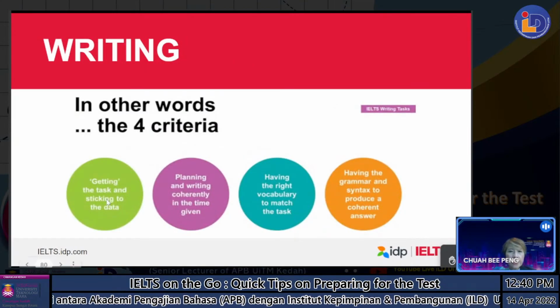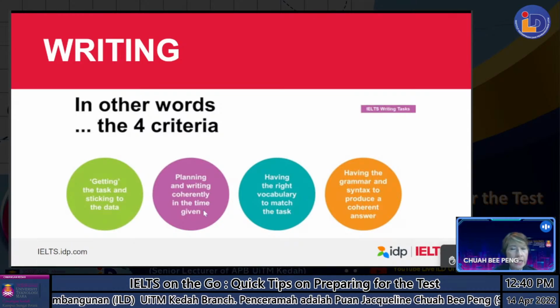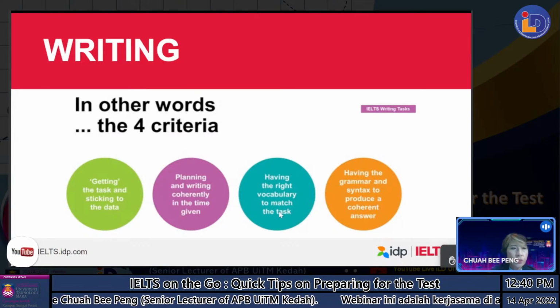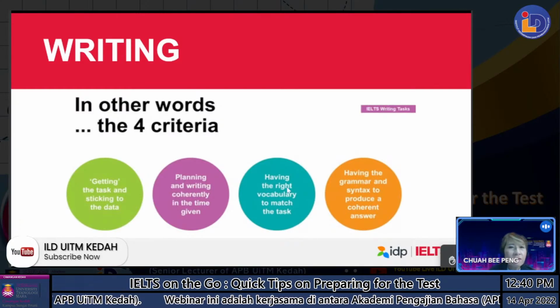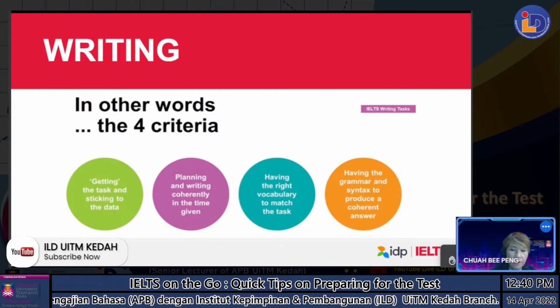So in other words, the four criteria: getting the task and sticking to the data; planning and writing coherently in the time given, so plan your time well; having the right vocabulary to match the task, and like I said, especially for Task 1, don't memorize the wrong set of vocabulary for the wrong type of stimulus; and having the grammar and syntax to produce a coherent answer. Even for Task 1, 150 words, it's a very simple thing.